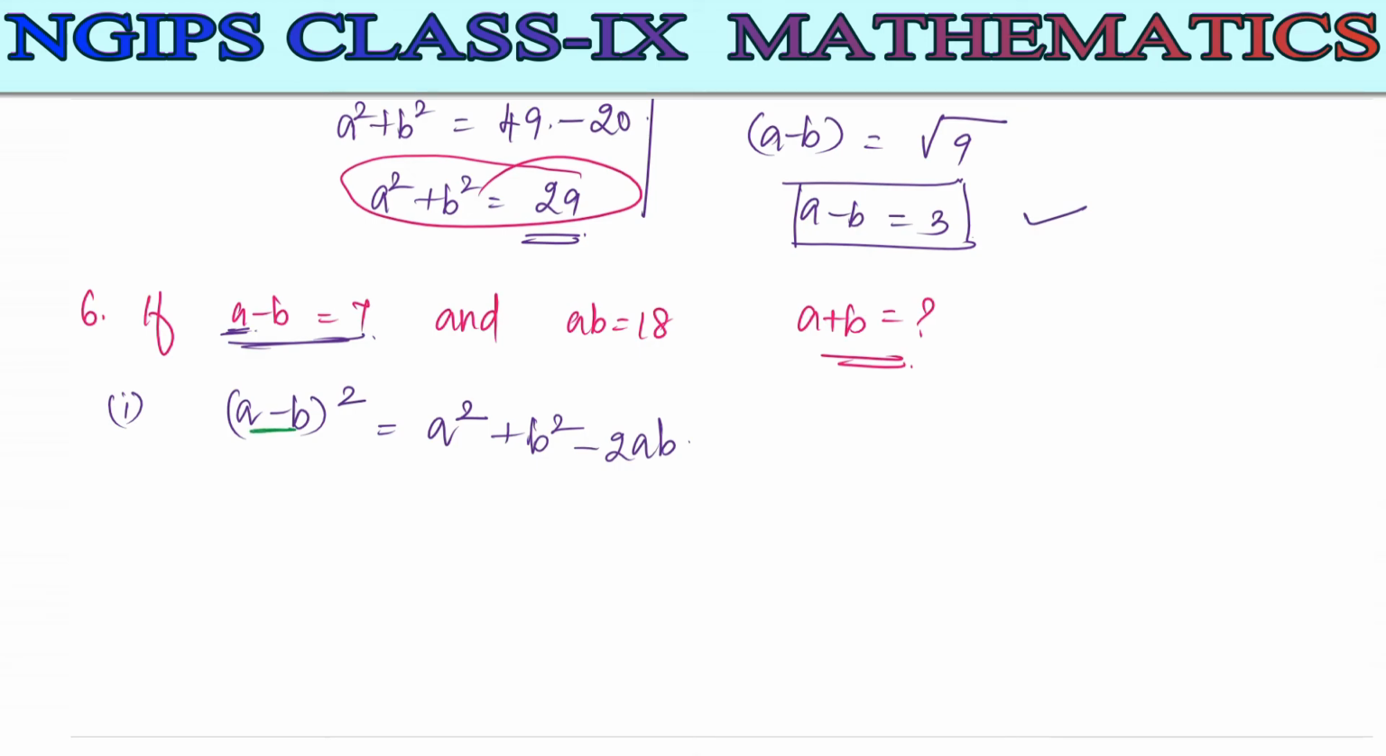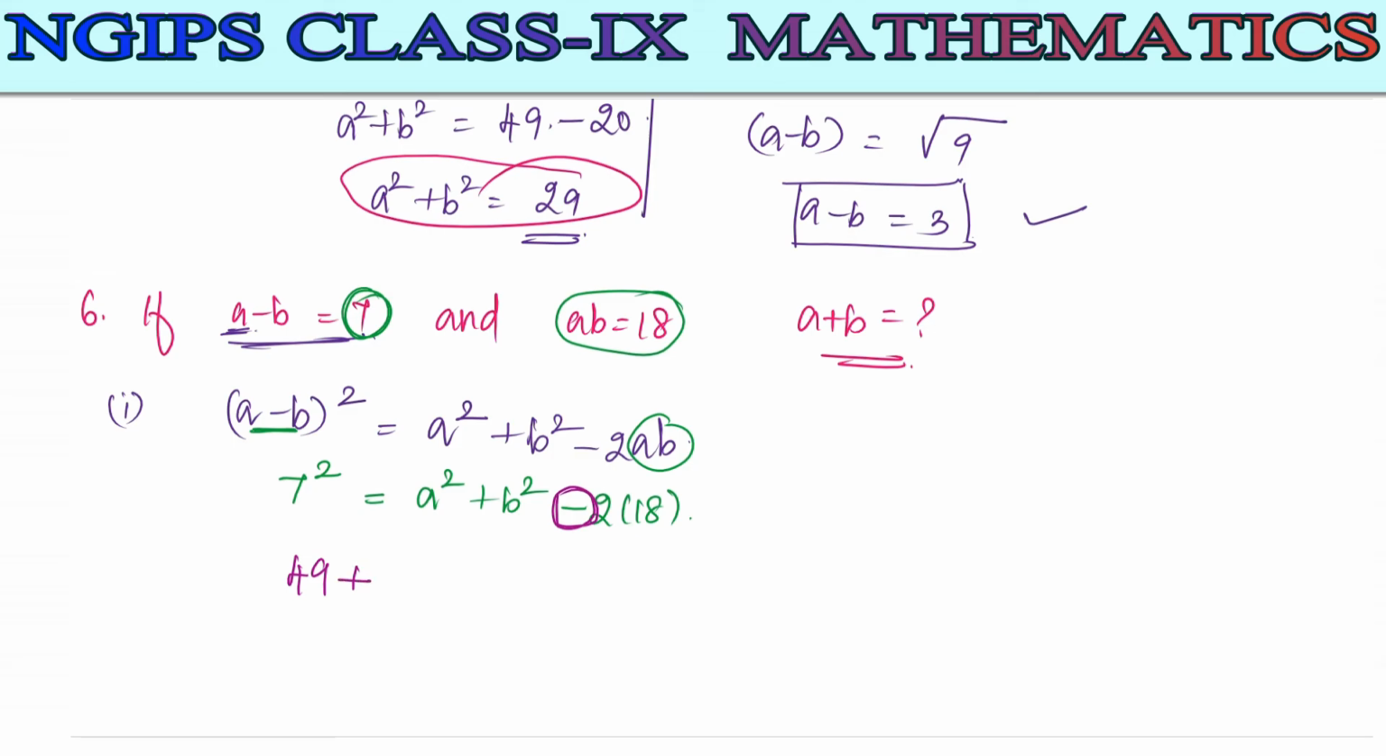So a minus b, the value here is 7. I am going to substitute: 7 square is equal to a square plus b square minus 2 into ab value, which they have given as 18. So I will substitute 18. So 7 square, the value is going to be 49. See this minus, when you shift it to the opposite side, it will become plus. 18 twos are 36, is equal to a square plus b square.